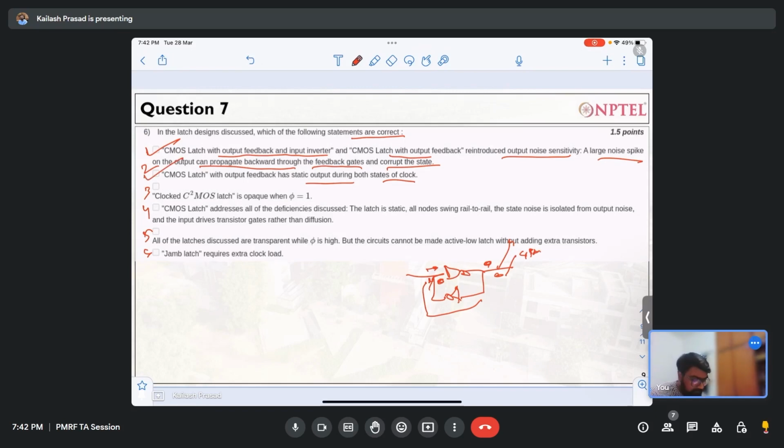Now the third statement is: the clocked C square latch is opaque when phi is equal to 1. So that is wrong. It is not the case.